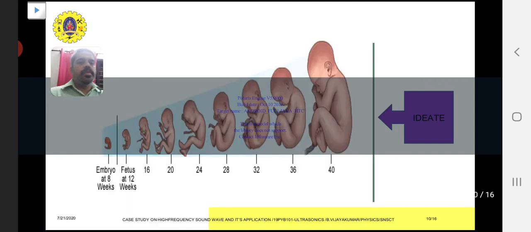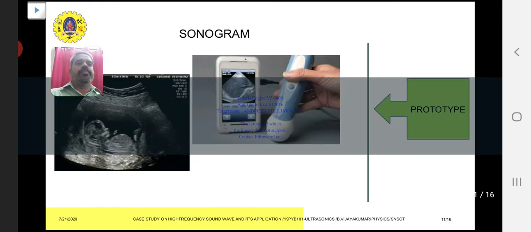From start to end, the different stages of baby growth have been formed to identify the different defects and growth of the babies, from the 8th week up to the 40th week. That's why I am showing this picture of the development of baby's growth. Next one is the prototype.